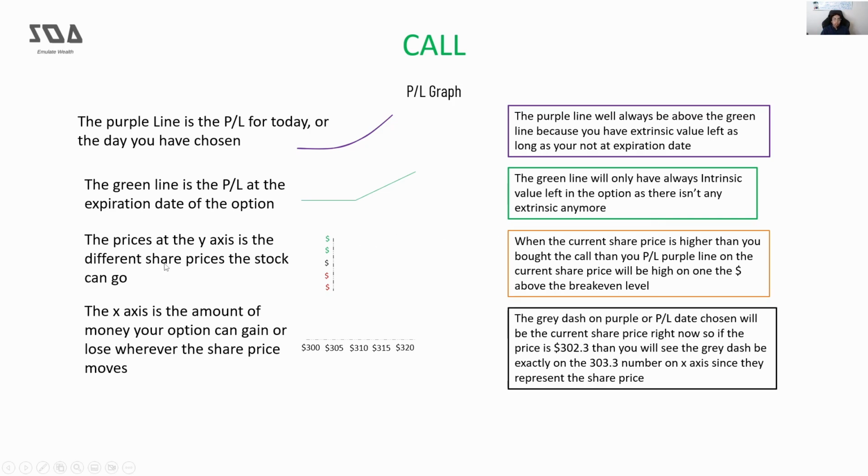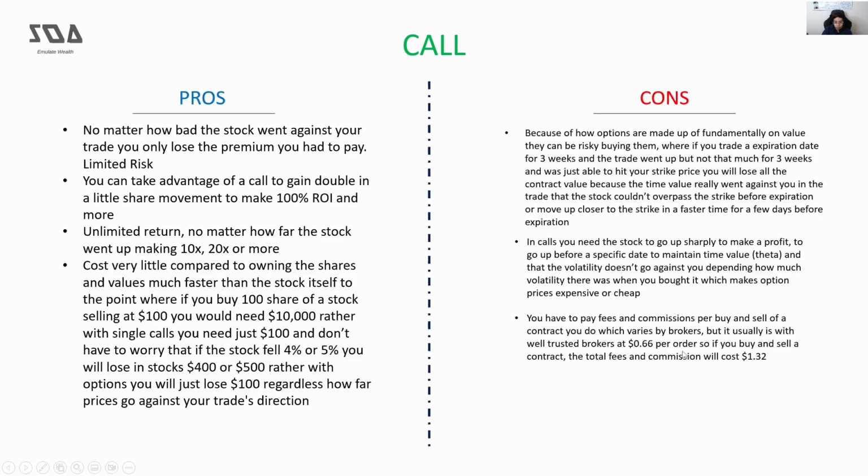As you see here, the green line only has intrinsic value left in the option, as there isn't any extrinsic value left. Now, on the y-axis, when the current share price is higher than where you bought the call, your P&L line will be high, on one of the dollar signs above the break-even level. The gray dash on purple, or P&L date, will be the current share price right now. So if the price is at $302.30, you will see the gray dash exactly on the $302.30 number on the x-axis, since they represent the share price, so it would be right here, and then the dash line would be right here.